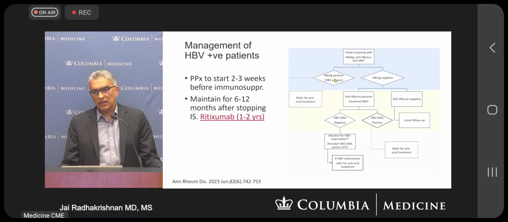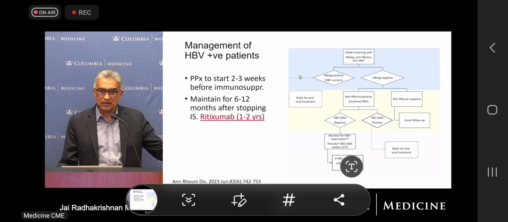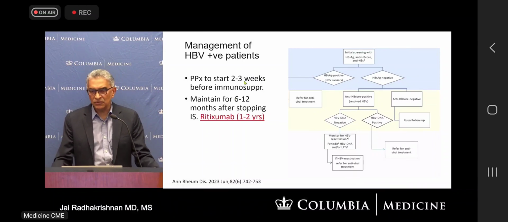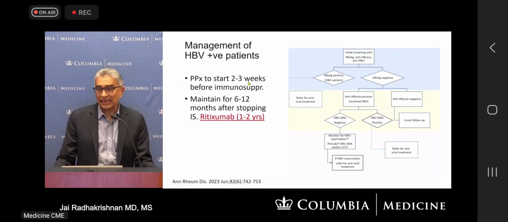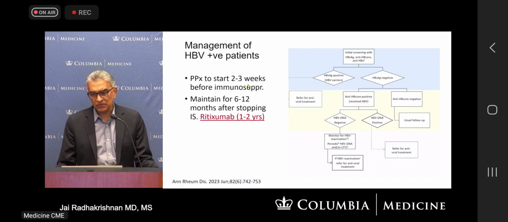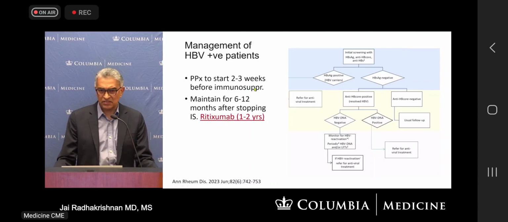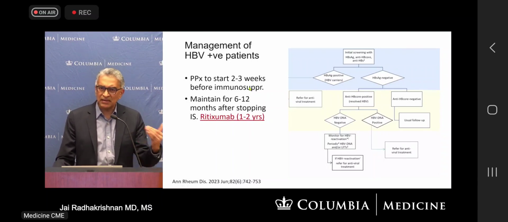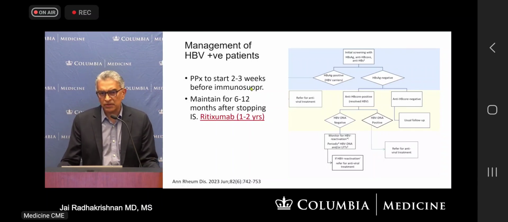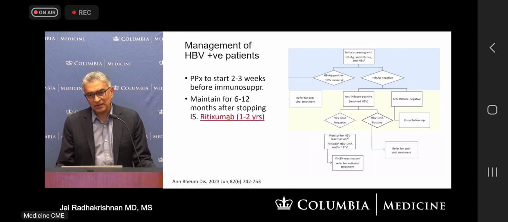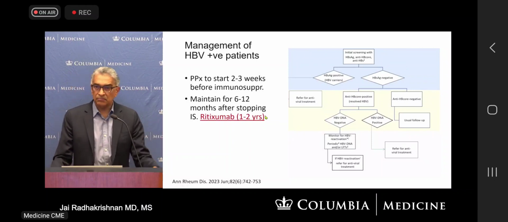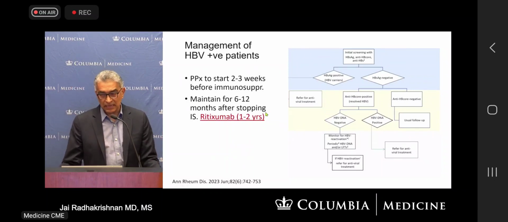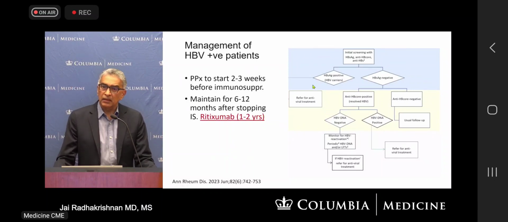And then if you're antigen positive, you immediately have to go into prophylaxis. And usually we do not use lamivudine, but you can use TAF, tenofovir alafenamide, or entecavir, which are both associated with very low levels of resistance. You try to start them at least 2 to 3 weeks prior to immunosuppression. And then if you're using rituximab, you may have to go for 1 to 2 years after, because the B cell depletion obviously can last for a very long time.